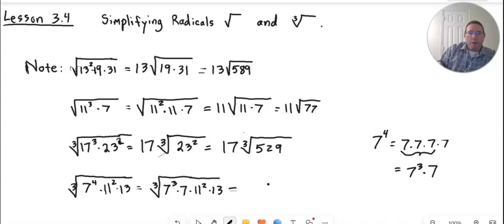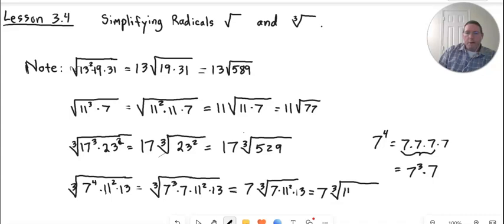What we wind up with here is 7 times the cube root of, there's 1 7 remaining, there are 2 11s, so that's 11 squared times 13. And this winds up being 7 times the cube root of, a kind of big number, 11,011. Okay? All right, so that's our little preview there. And what we're now going to do is go on to actually simplifying some radicals.